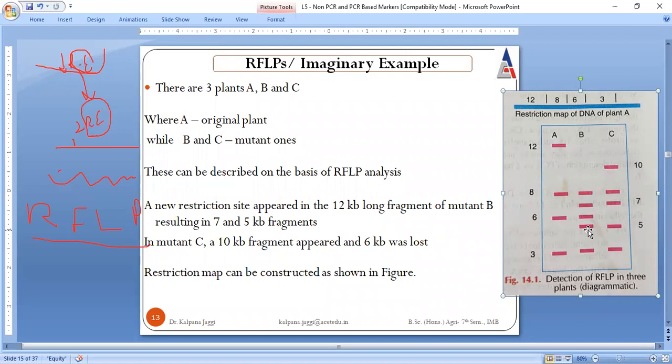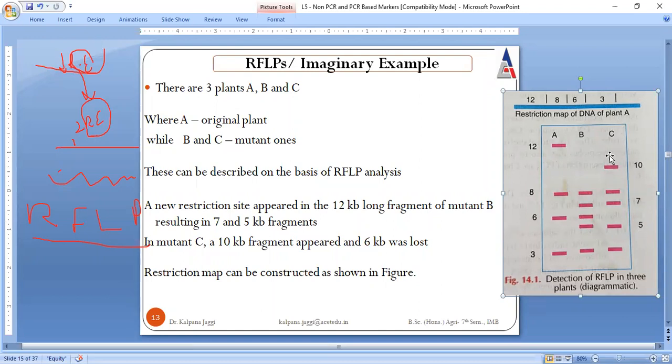But when we talk about mutant C, in mutant C this 6 kb fragment is lost, and we have the appearance of 10 kb. So this is the restriction map. I mean to say these are the restriction sites which are produced in this 12 kb size fragment. B is said to be mutant because here the 12 kb fragment is lost, and there is additional appearance of 7 and 5.